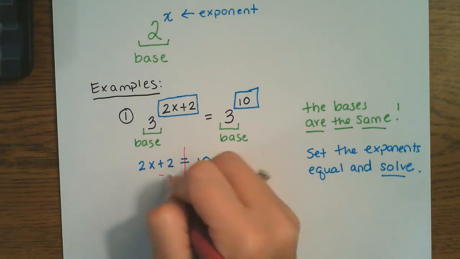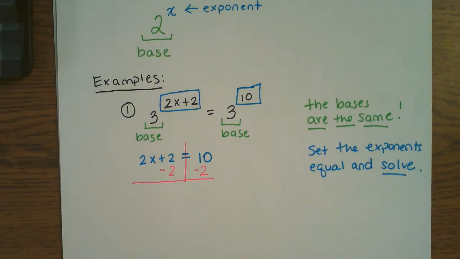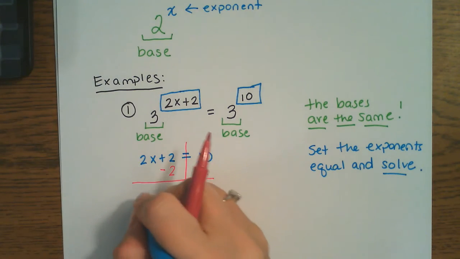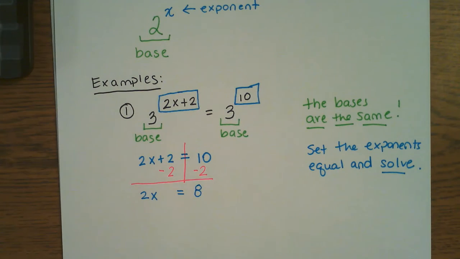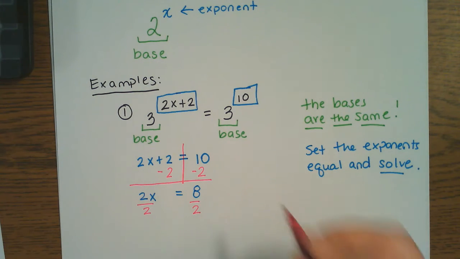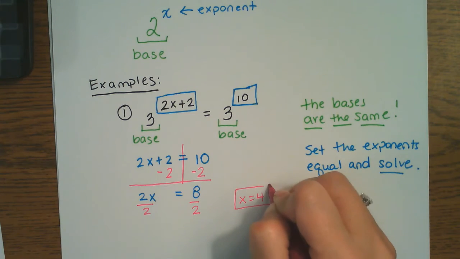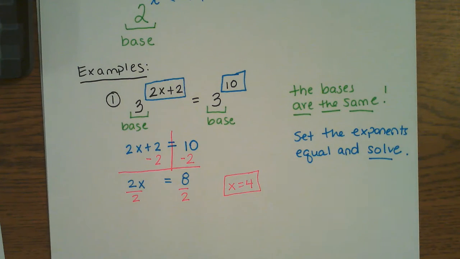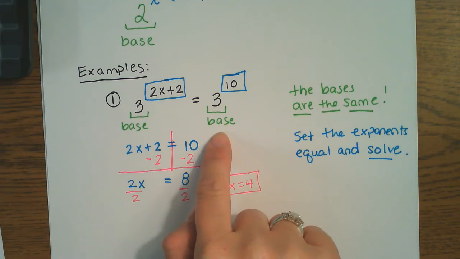So I'm going to solve for x first by subtracting 2 and dividing by 2. So because the bases were the same, I ignored them.